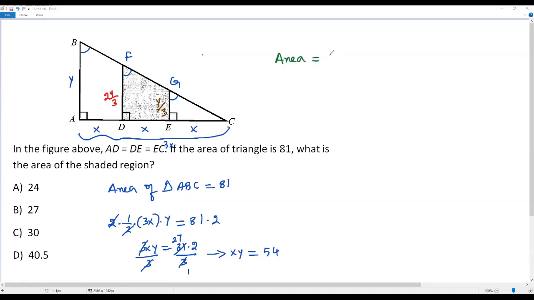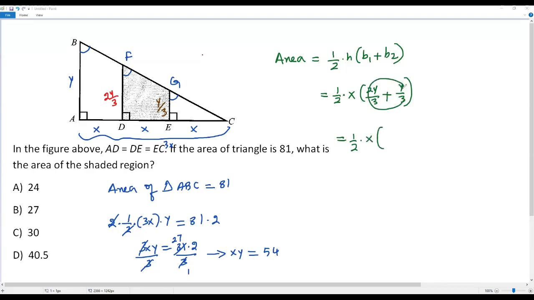And the formula to get the area of a trapezoid is 1 over 2 times height times the sum of the two bases B1 and B2. So here 1 over 2 times the height of the trapezoid, which is given by x, and the first base is 2Y over 3, and the second base is just Y over 3. Let me write over here. Then we get 1 over 2 times x times. Now we can add these two fractions, and these two fractions have the same denominator 3. So we can take the common denominator 3. Then we can add the numerators 2Y plus Y. Then I'm getting 1 over 2 times x times 2Y plus Y is 3Y over 3. Then this 3 will cancel out. Then I'm getting 1 over 2 times x times Y.